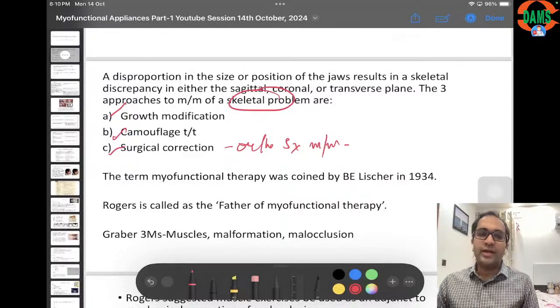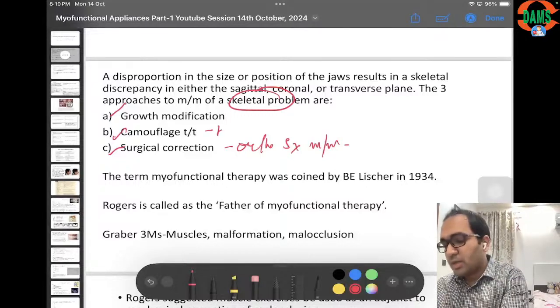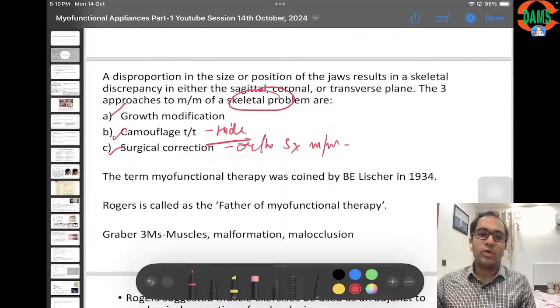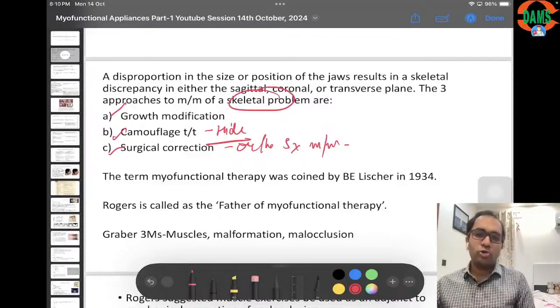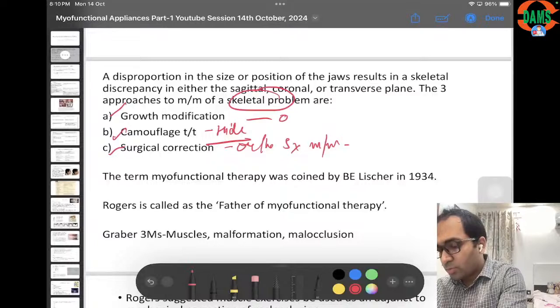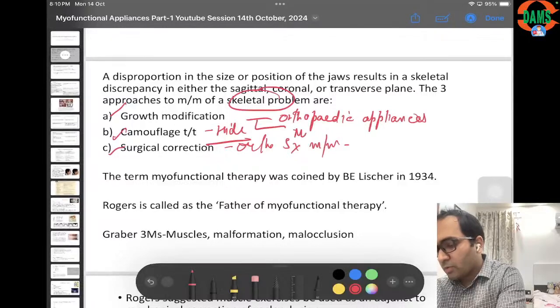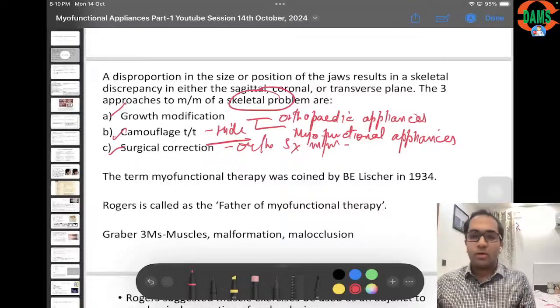Camouflage means to hide the existing skeletal problem through dental correction. That is, camouflage is to hide the problem. We are not going to correct the skeletal problem, we are just going to hide it. And next comes the growth modification. So in growth modification we have orthopedic appliances and myofunctional appliances. So these are the two ways of growth modification.